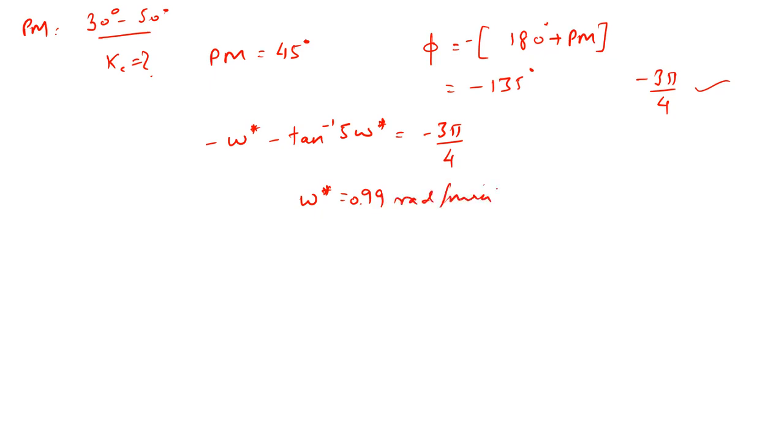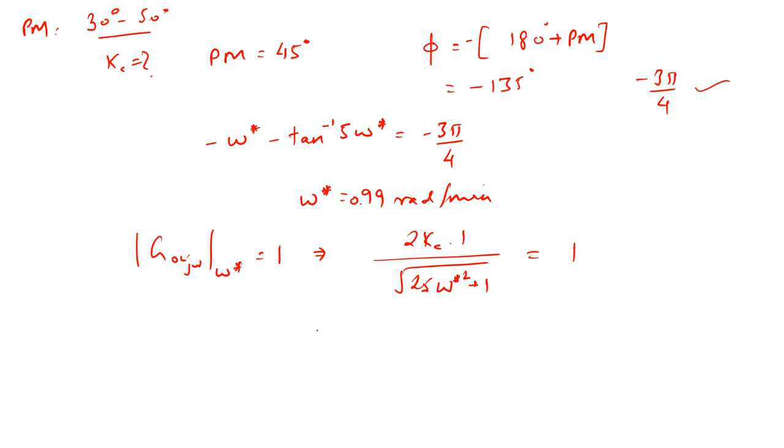And now we are saying that at this frequency, the magnitude of G open loop j omega at omega equal to omega star must be equal to 1. This implies that 2 times Kc times 1 divided by the square root of 25 omega star squared plus 1 should be equal to 1, which implies Kc should be equal to the square root of 25 omega star squared plus 1, divided by 2. This implies that Kc for a phase margin of 45 degrees turns out to be 2.51. So phase margin tuning in this case turns out to be a bit aggressive, gain margin tuning turned out to be a bit conservative, but that is how you end up tuning for a given gain margin or a given phase margin.